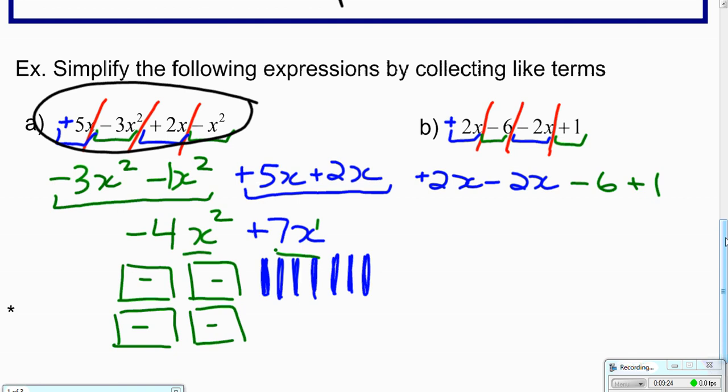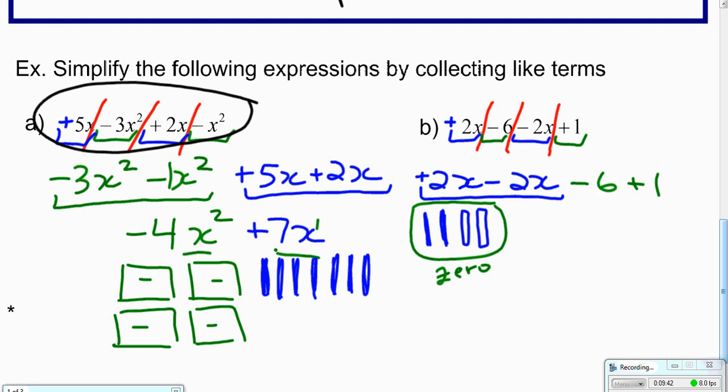So I'm going to combine my like terms. So the x's I combine, so I have 2 positive x's and 2 negative x's. Well, hopefully you can see that these equal 2 0 pairs. So they cancel each other out. So that equals 0. And then we're going to combine negative 6 plus 1, and negative 6 plus 1 is negative 5. So all of this for B simplified down to just a negative 5. Okay, and again, we could use our algebra tiles to help show that a little bit better.